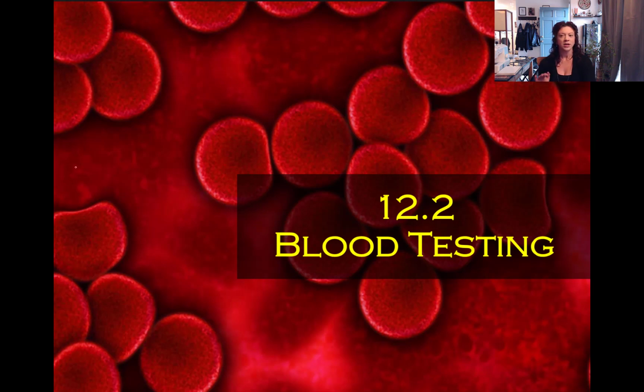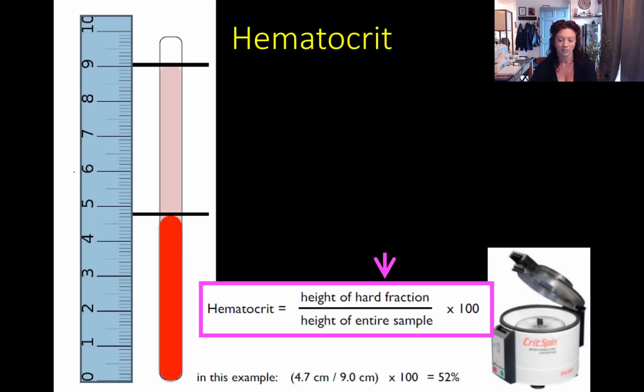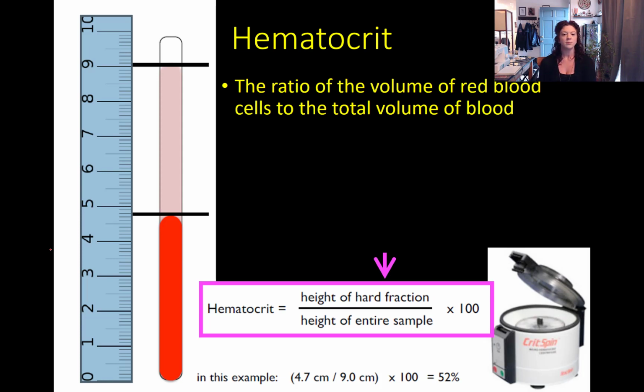All right, now that we've got a foundation in what blood is made of, let's talk about how blood testing works, what you might be doing in your clinical practice. Probably the most basic, but also most common test you may need to do is called a hematocrit test. This is where you measure the ratio of the volume of red blood cells to the total volume of the blood. So you're comparing how many red blood cells there are in a certain volume of blood.